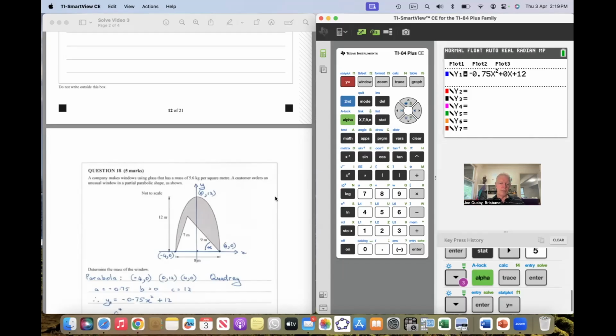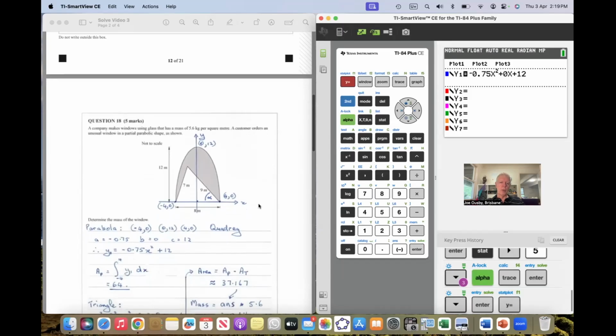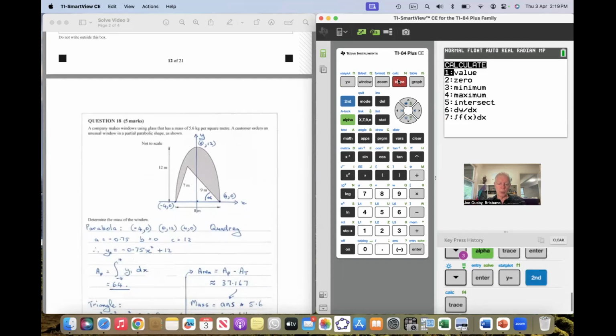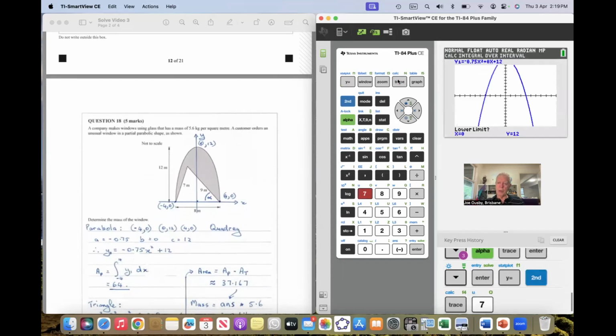Then, going on in the question, what I needed to do at that point was find the area of the parabola. Given where I am, probably the easiest thing to do is simply calculate the integral, which is option 7. The lower limit is negative 4. So I'm telling it, okay, negative 4. And option 4 is, of course, the upper limit. The calculator then goes away and does that and comes back with the answer being 64.